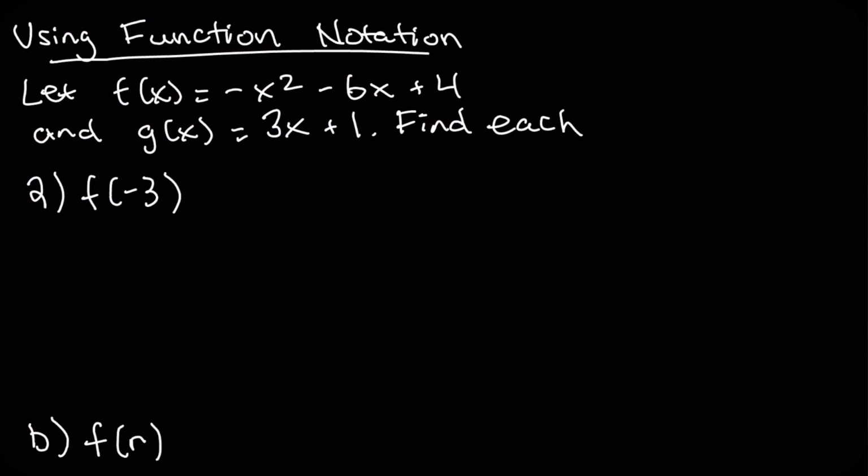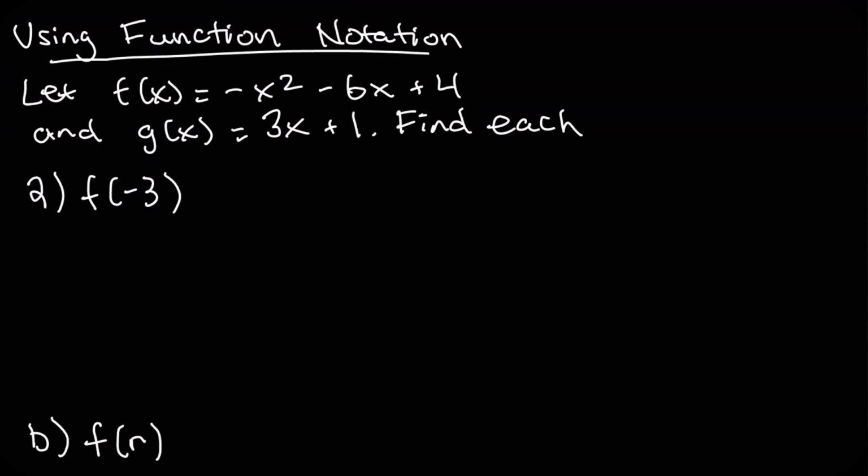So now, implementing this function notation, say for example we have f of x is equal to negative x squared minus 6x plus 4, and then g of x is equal to 3x plus 1. We want to find each of these.